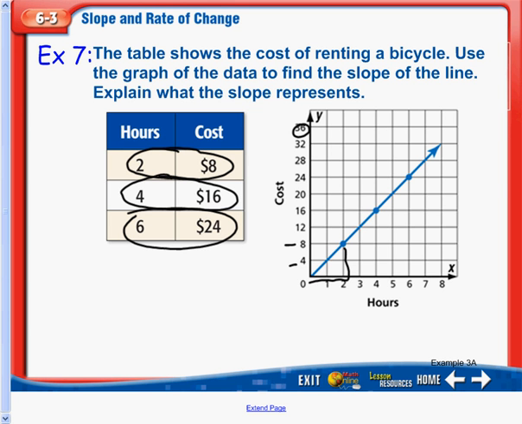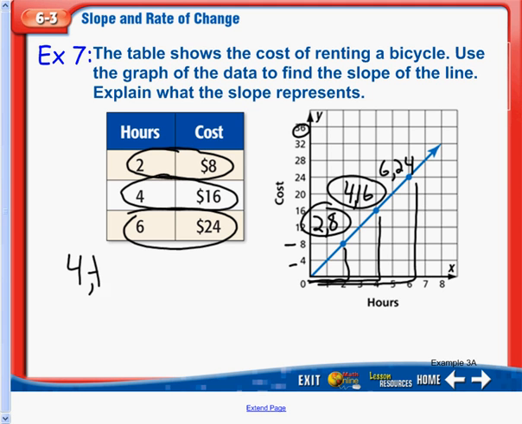So 2, 4, 6, again, then we have our 4 point up here, and our 6. So I'll label my points. I have 2, 8, 4, 16, and 6, 24. Again, I'm going to go with my bottom 2 points of 4, 16. And that's going to be my x2, y2.